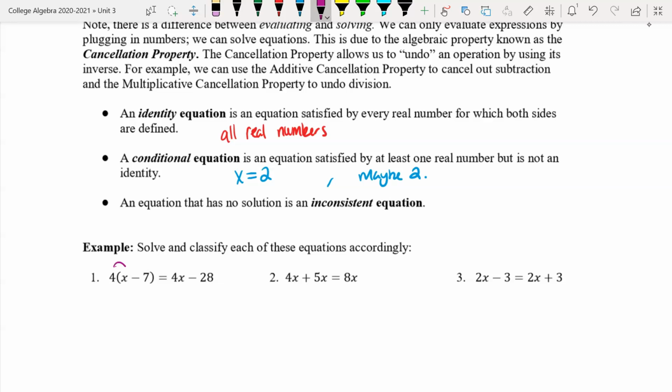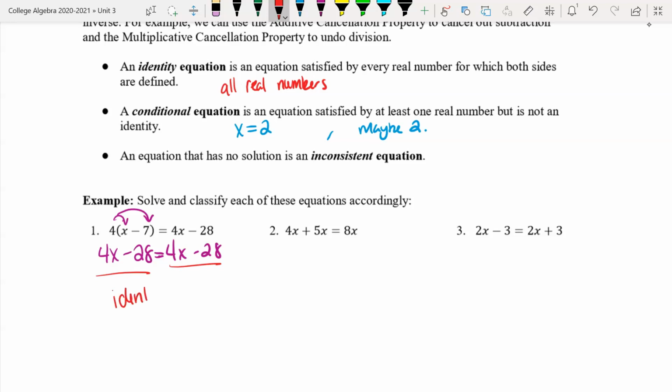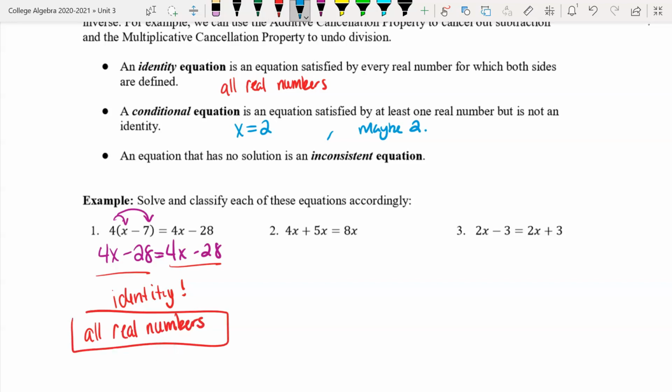This equation right here, the first thing I would do is I would distribute. So I would get 4x minus 28 equals 4x minus 28. When you do this, notice both sides are the exact same thing. This is called an identity equation, right? When you look in the mirror, you see yourself, you see your identity. Same way here, 4x minus 28 equals 4x minus 28. They equal each other. All right, so this is going to be all real numbers. And they have to be exactly the same on both sides of the equal sign.